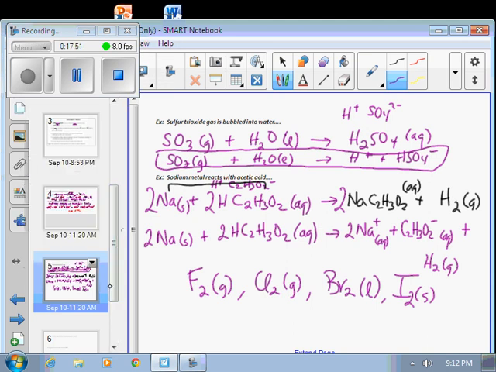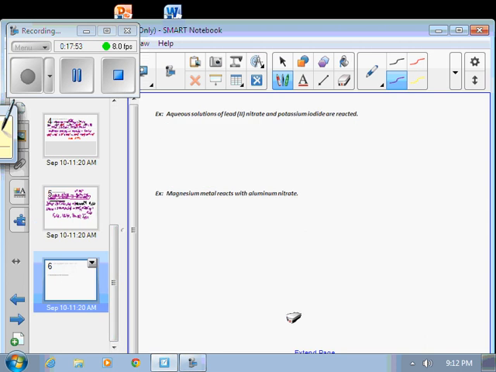Thanks for listening. What I want you guys to do now is do these two examples. Come in tomorrow with these examples done. And then you guys can compare with your neighbor and we'll go from there.